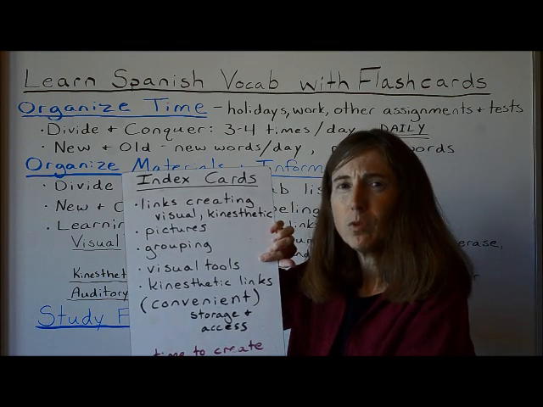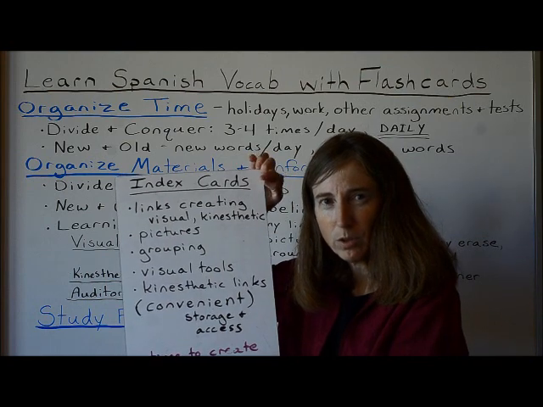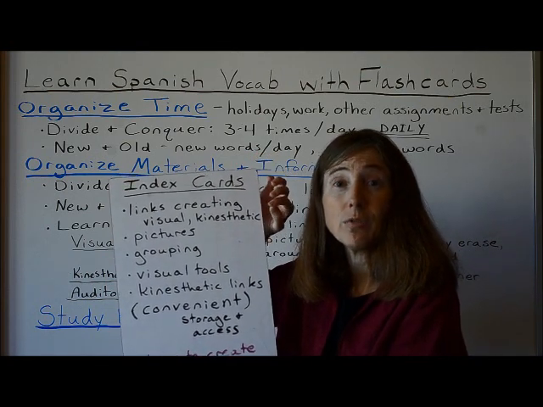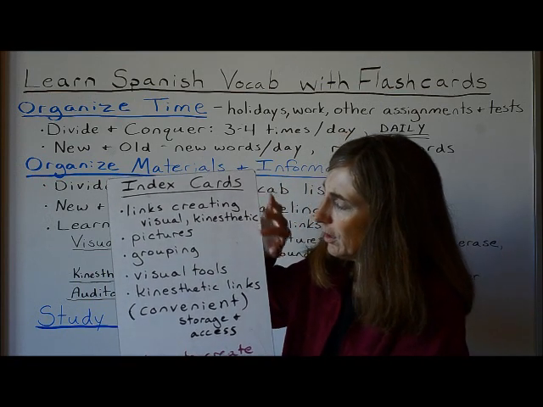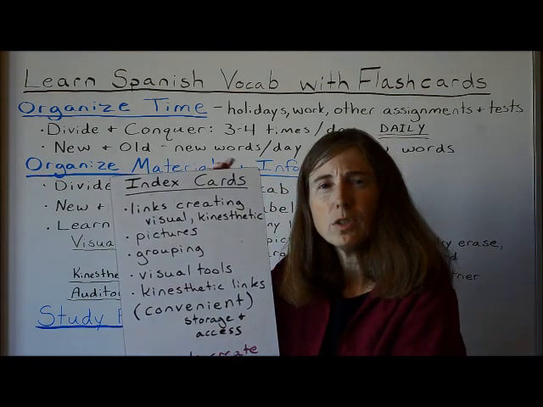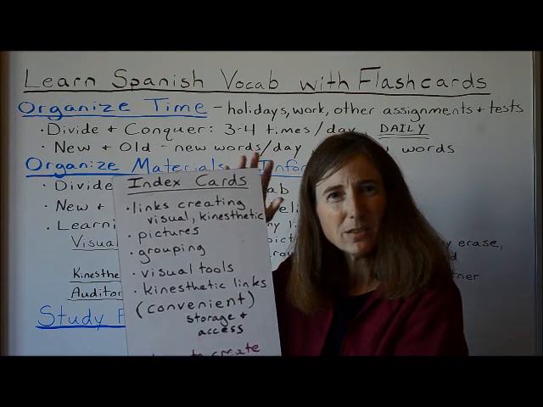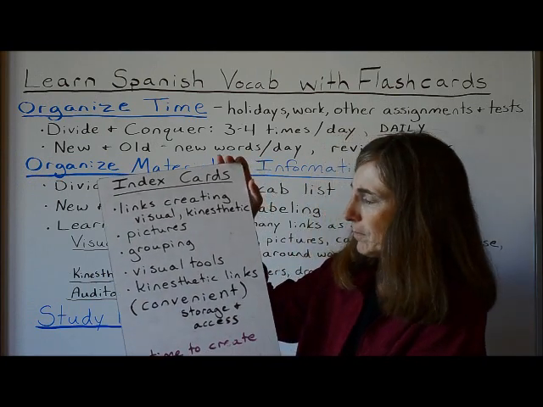You have more visual tools available. You can draw a picture or a box around the word. You can circle the accent mark. You can use highlighters. You can use different colored pens or pencils or markers. And because you're using a card and you're physically holding each card in your hand, that creates more kinesthetic links as you're studying the cards.